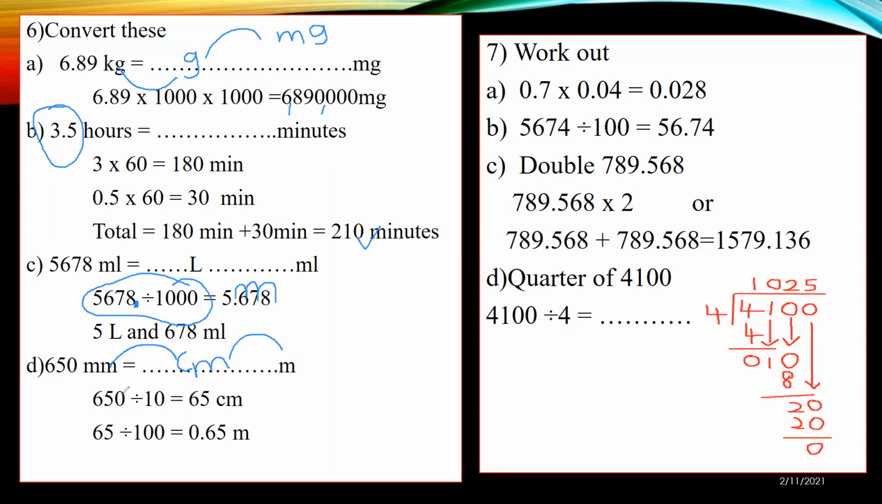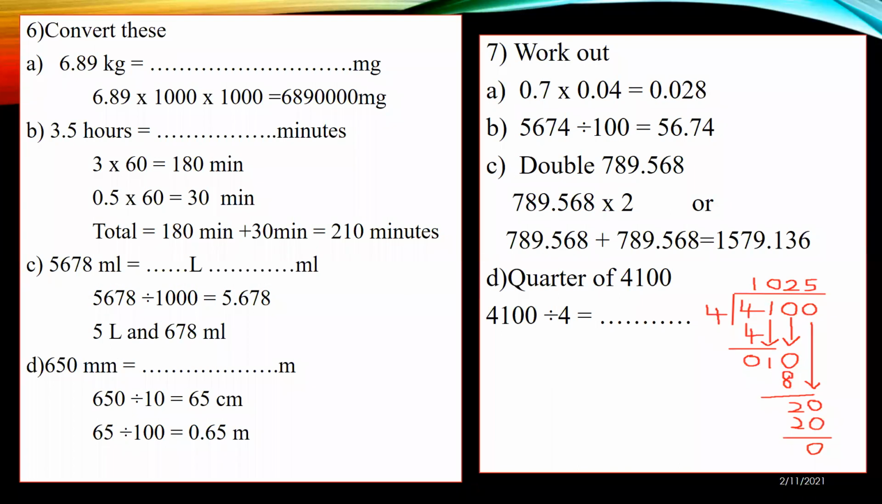So first, 650 have to divide by 10 to convert to centimeters, because we know 1 centimeter equals 10 millimeters. Then centimeter to meter. 1 meter equals 100 centimeters. So therefore, you have to divide by 1000. Divided by 10 and divided by 100 means you have to divide by 1000. You have to move 3 places front. Then you will get 0.65 meters.